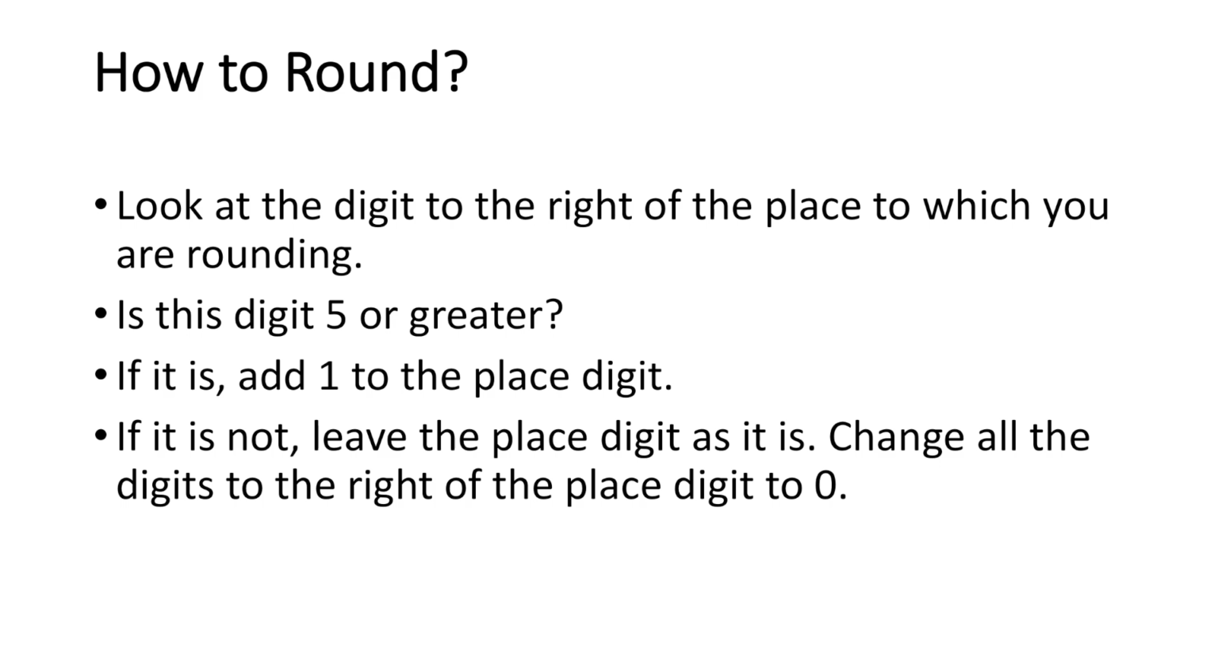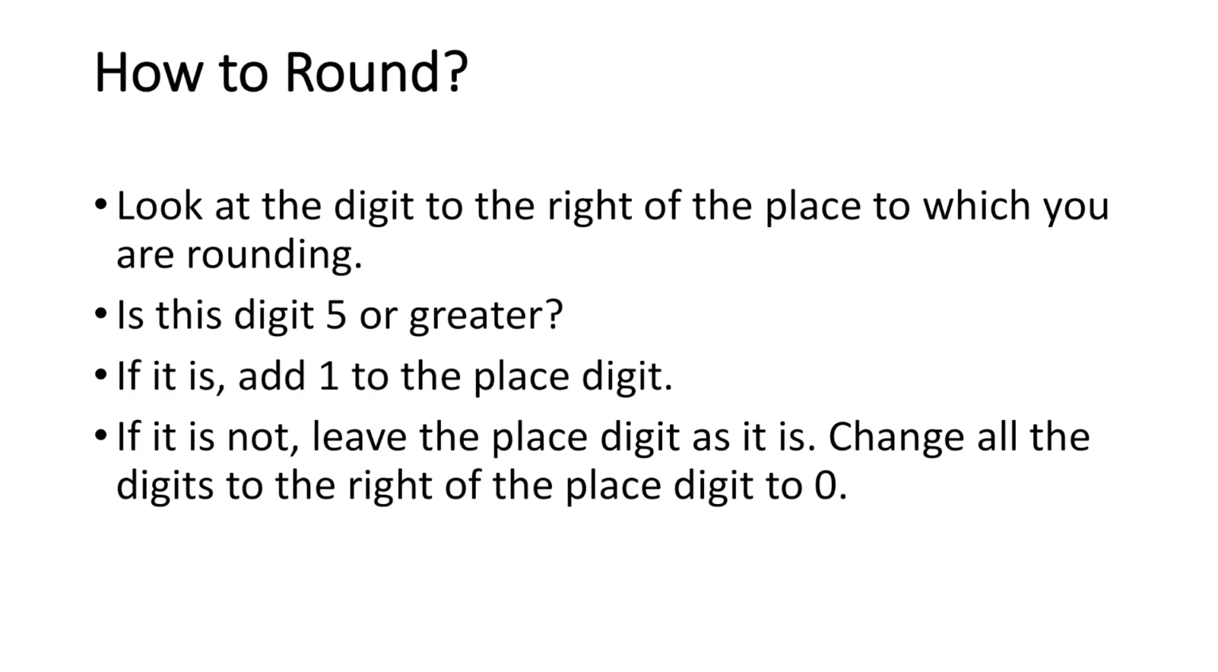Okay, so how do we round? That's the main purpose of this video, to learn how to round. Well, in order to round, you have to look at the digit to the right of the place to which you are rounding. So if you are rounding to the nearest 10, you would look to the right of that place, which would be the ones digit. Then you have to consider, is this digit 5 or greater? So then you have two scenarios.